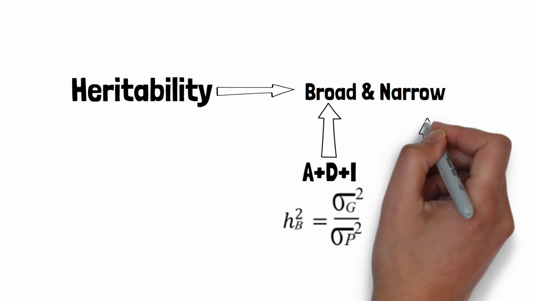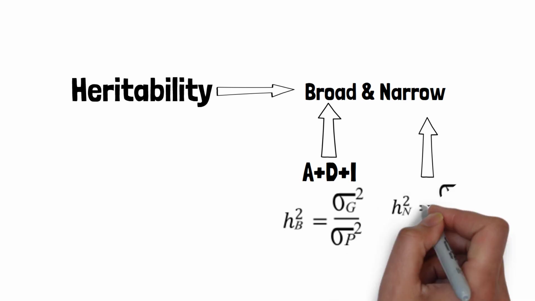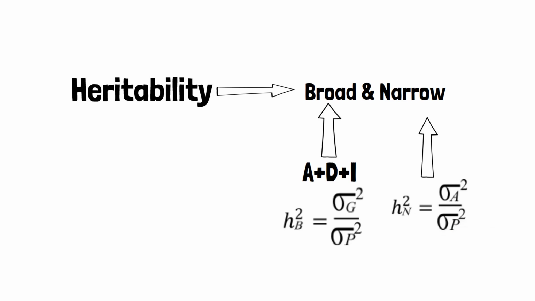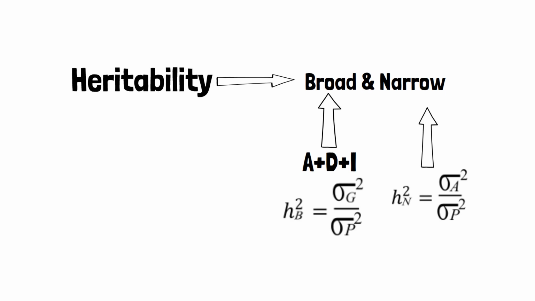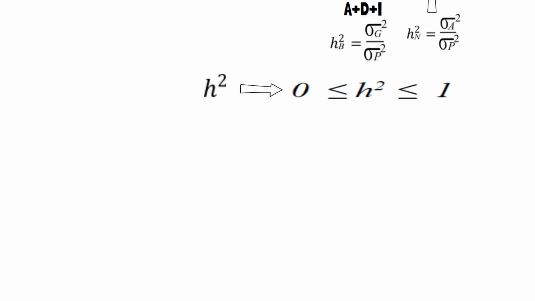Conversely, in narrow sense, it is the proportion of the phenotypic variance that is additive variance. It is probably what we are more interested in for quantitative traits. After all, they are governed by many genes, particularly additive genes. Mathematically, it's expressed as H_N square equals sigma square A over sigma square P. It is said that theoretically, H square ranges from 0 to 1, but the extreme values are rare.